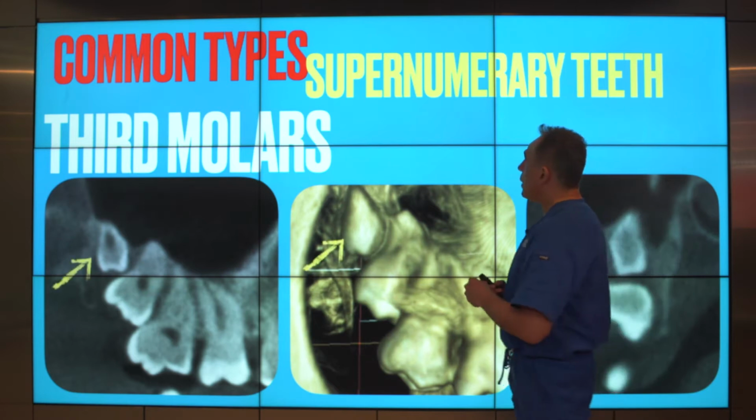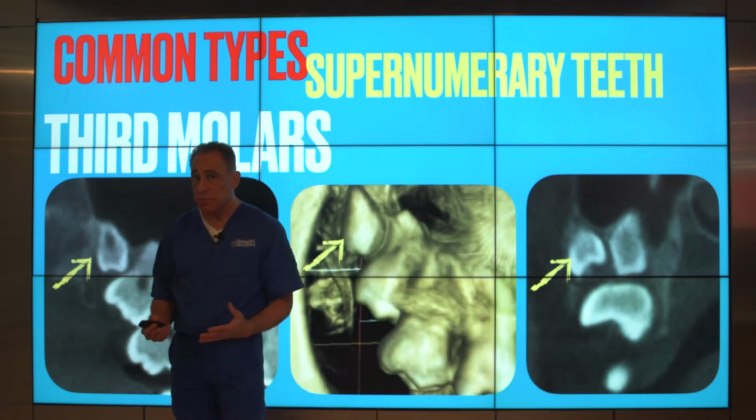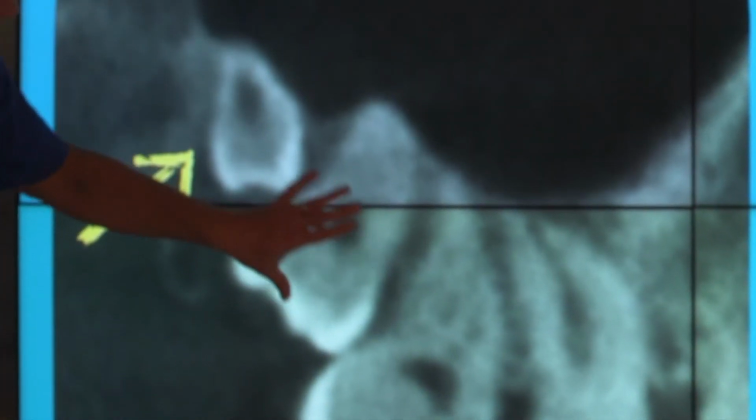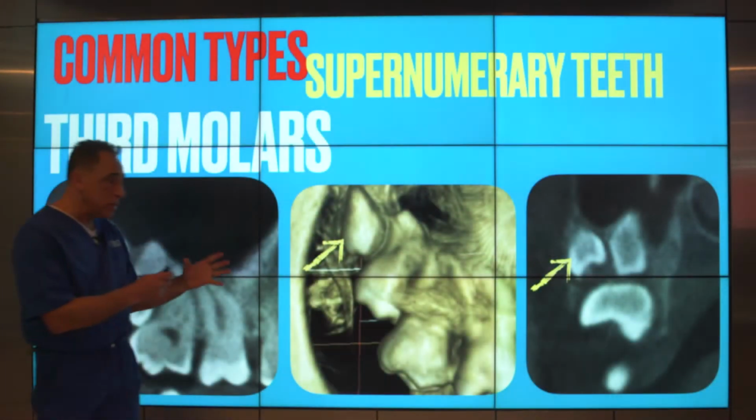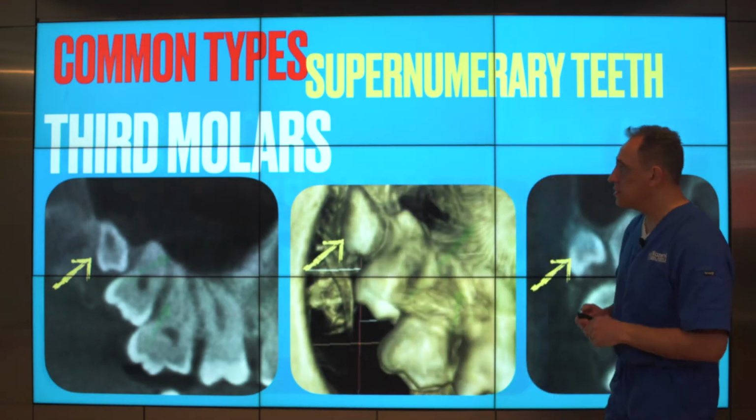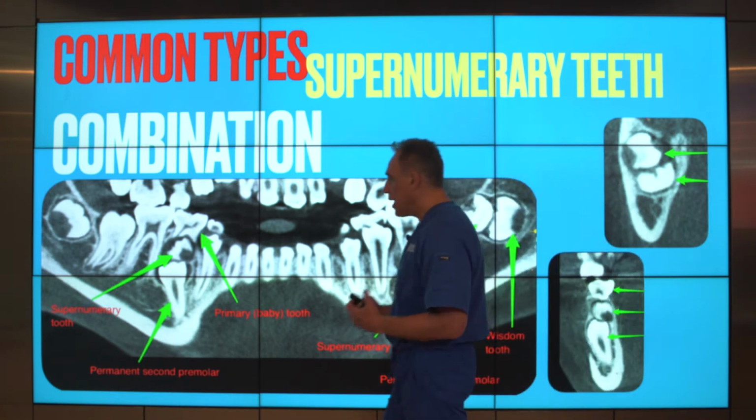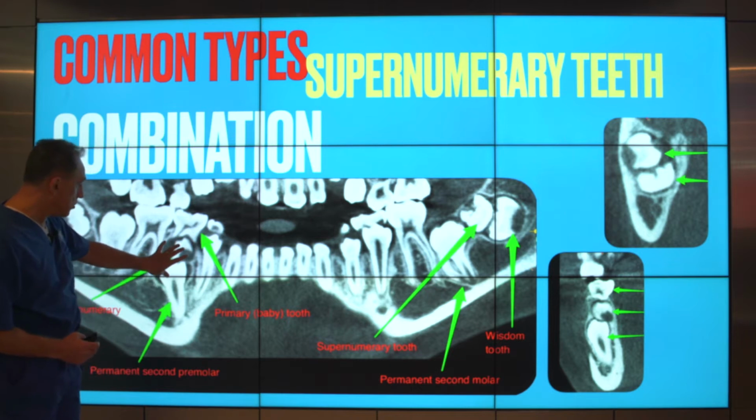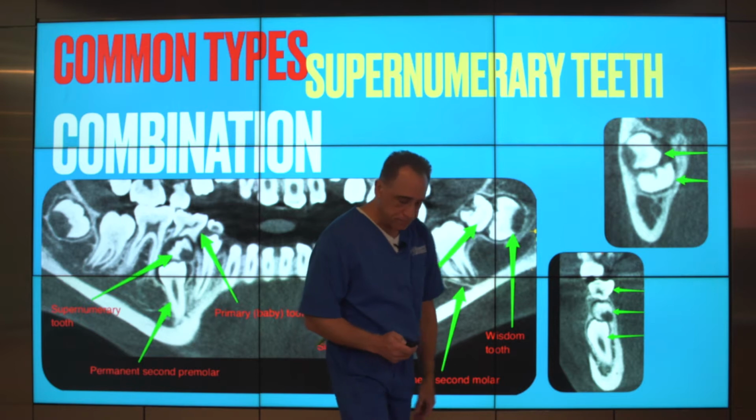The other common type of supernumerary teeth occurs in the wisdom teeth or the third molar region. As we can see in this patient, here's an impacted wisdom tooth, and there's an extra or supernumerary tooth developing right behind it. And we can see that in different sections in the cone beam CT scan of this patient. And sometimes they occur in combination. You could have a patient such as this that has a supernumerary or extra tooth in the premolar region, but also has a supernumerary or extra tooth in the wisdom tooth area.